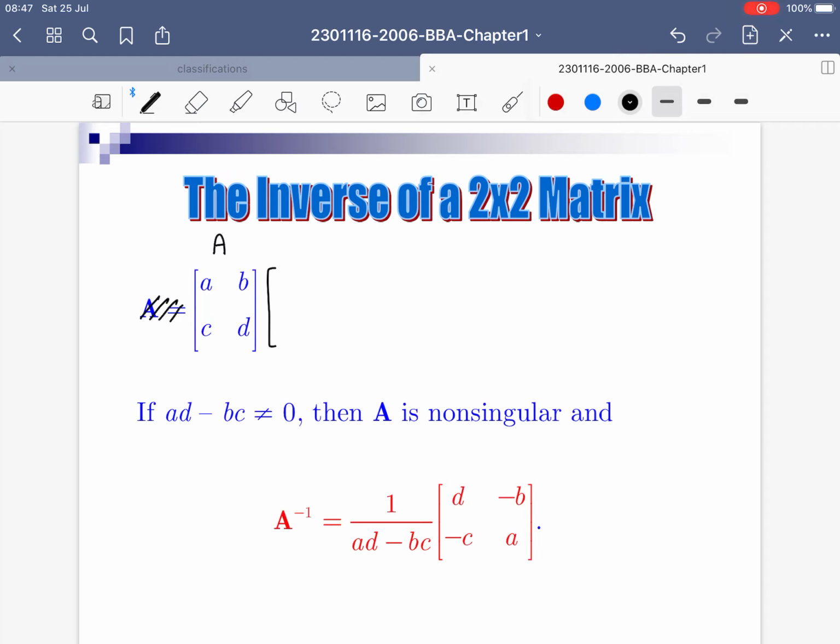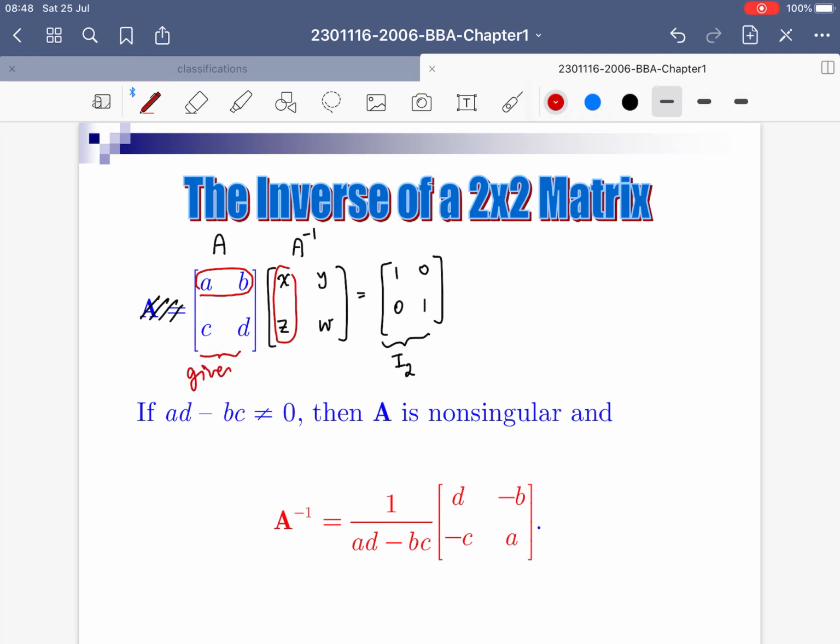This is the A. So here is X, Y, Z, W. Let's say that this one is your A inverse, and then you need it to be the I. This is your I2. So what does this mean? It means that as you do a multiplication, don't forget that all these are given. So think of it as numbers, but these are all variables that you need to determine.